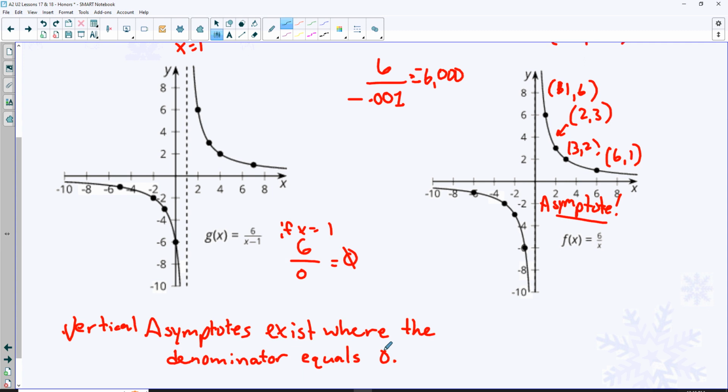Now, a function could have multiple asymptotes, because you could have a function that's complex, like a polynomial that has multiple factors that equal 0. So it's possible for that to happen. And you could have many x-intercepts. Or sorry, not asymptotes.